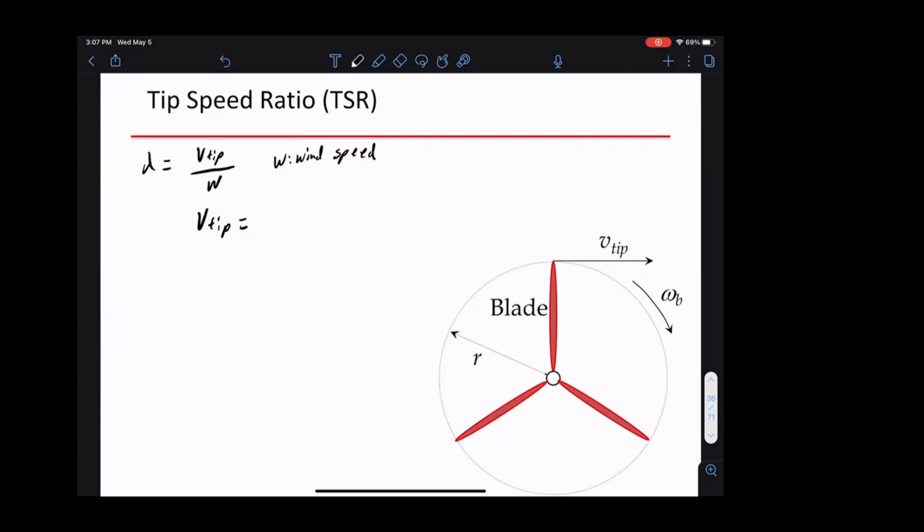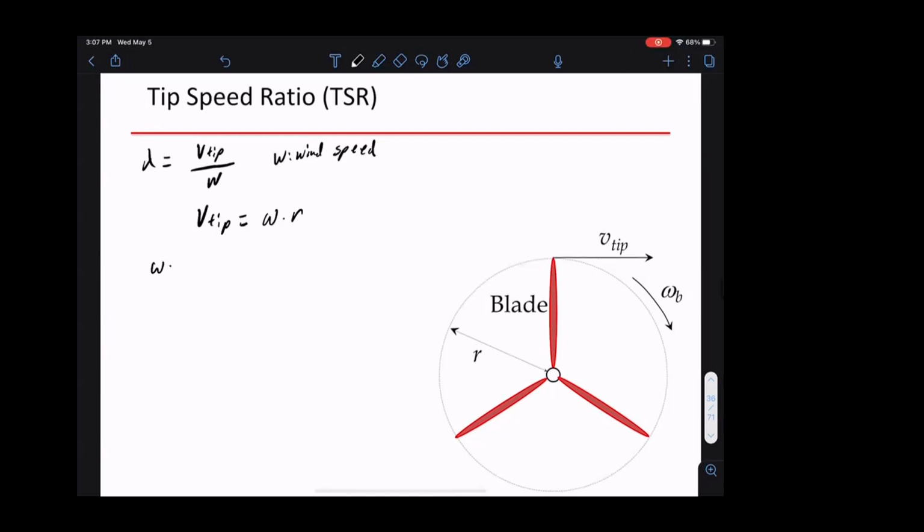So at the end of the day, what you have to do is just measure how fast it's turning, because the speed of the tip is the distance around it over the time, times the frequency, times the radius. Times how fast it's going, times the angular speed, right? So this omega is your angular speed. R is the length of the blade.